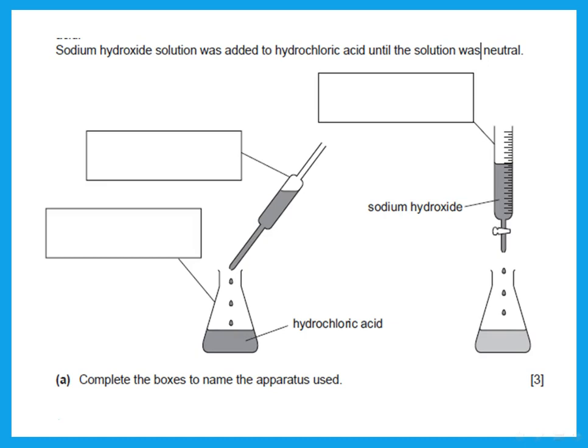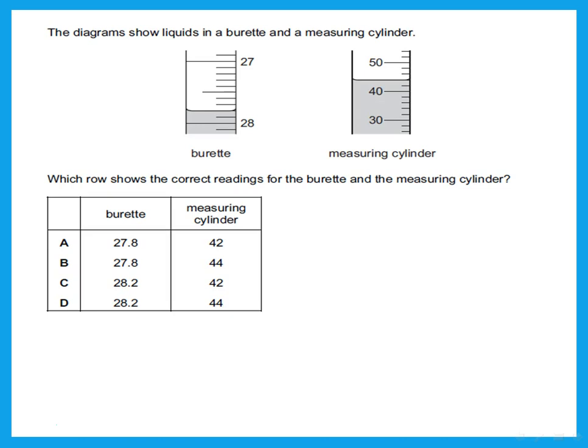Of course, the one on the right has graduations and a tap, so it is a burette. The one in the middle is now a pipette. This is what we use during titration to add a specific amount of solution to the conical flask.